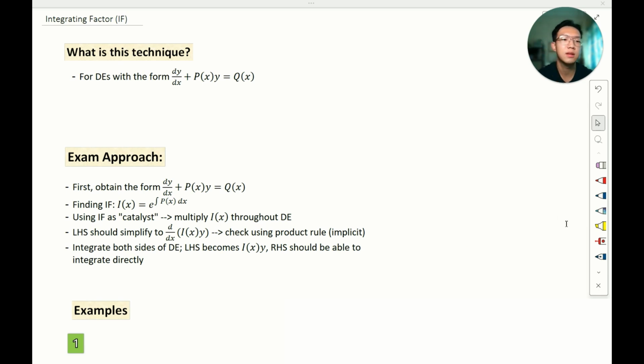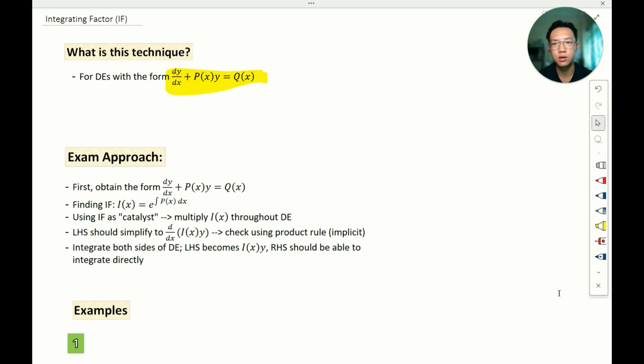For DEs which have this form, dy/dx equals a function in x multiplied by y, equals a function in x as well. Okay, so it's quite a specific form that we have to recognize, but when you're able to see and recognize this form, that's when you know you need to use an integrating factor in order to simplify it.